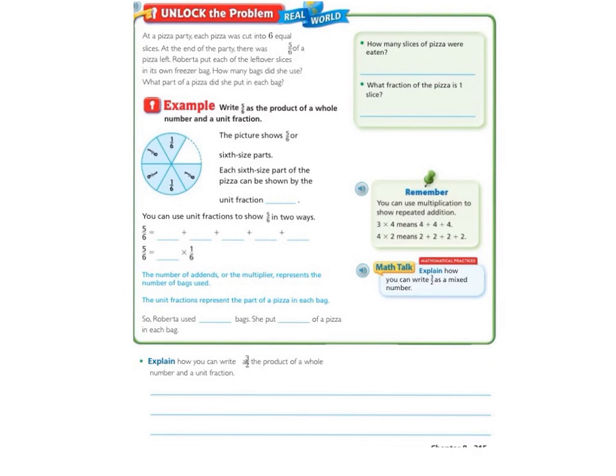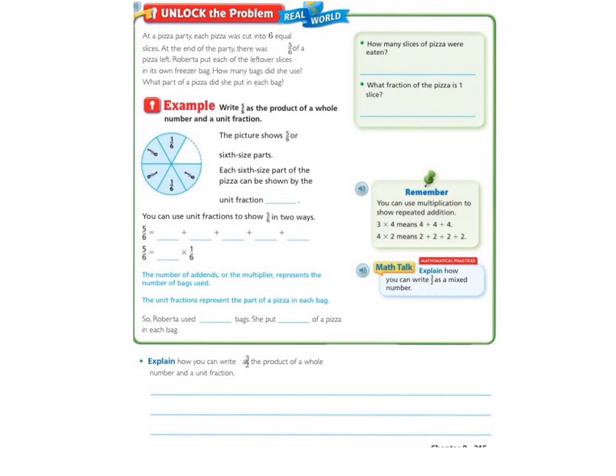Let's begin by reading the Unlock the Problem. It states, at a pizza party, each pizza was cut into 6 equal slices. At the end of the party, there was 5/6 of a pizza left over. Roberta put each of the leftover slices in its own freezer bag. How many bags did she use? What part of the fraction did she put in each bag?